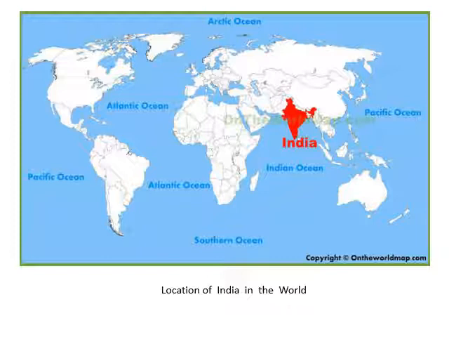India is covered by water on three sides, that is, towards the east of India is the Bay of Bengal, towards the south of India is the Indian Ocean and towards the west of India is the Arabian Sea. Towards the north we have land. So India is called a peninsula.